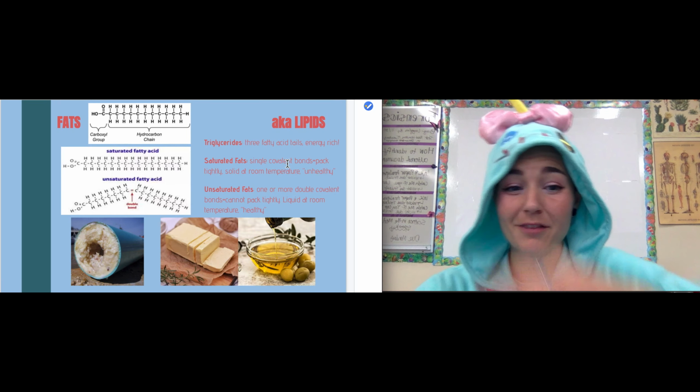So once again, saturated fats are solid at room temperature. They stack, and so there's no way that things can move through them. Blood won't be able to get past them if they pack too tight. Unsaturated fats, they are kinked, and so they're more healthy. They're liquid at room temperature, and the way that they stack allows blood to continue to move through.